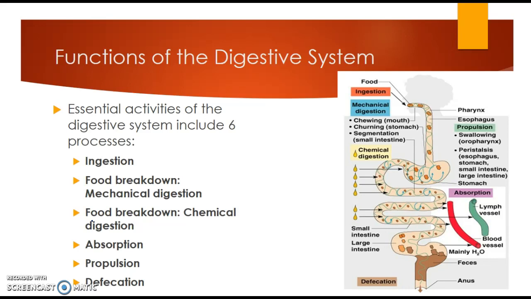So last lesson, in lesson 10, we really talked about all the anatomy of the different organs and a little bit about the function, but this lesson really focuses on the different functions of the digestive system. And the essential functions include 6 different processes. We have ingestion, 2 types of food breakdown, mechanical and chemical, absorption, propulsion, and defecation.